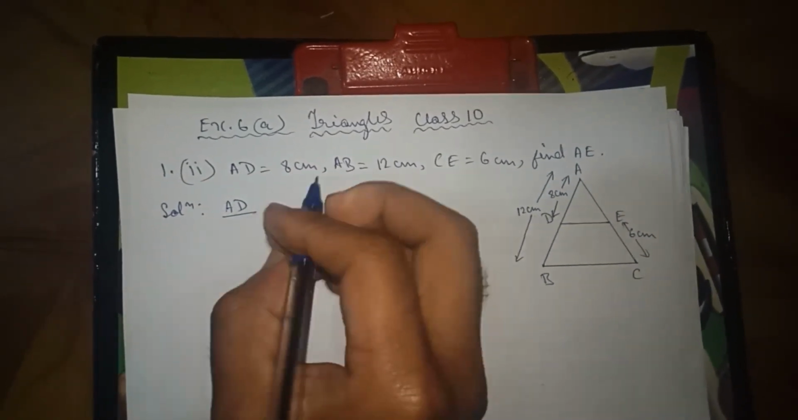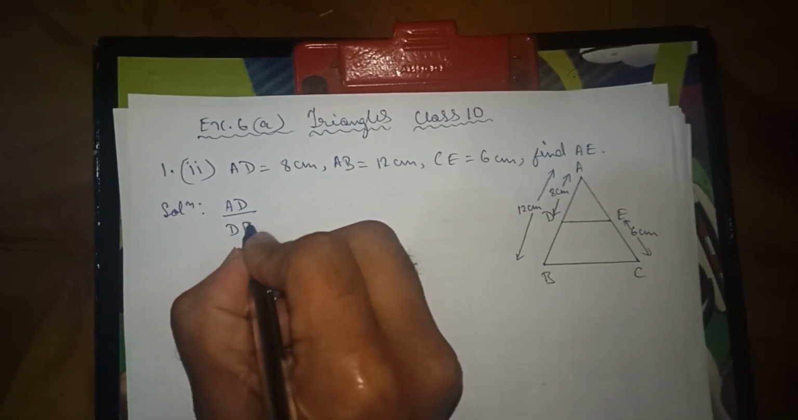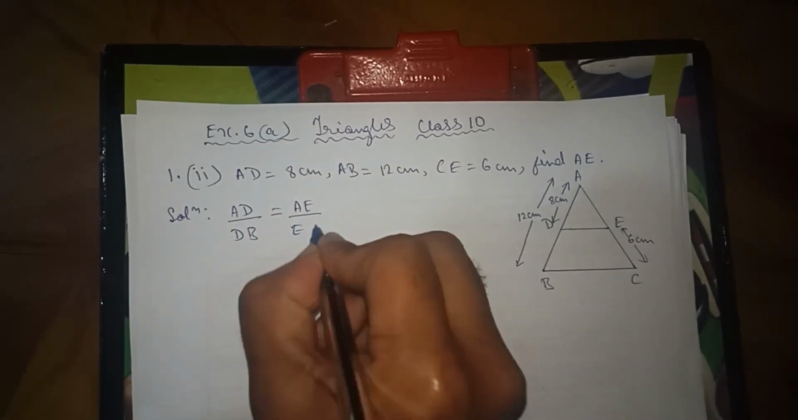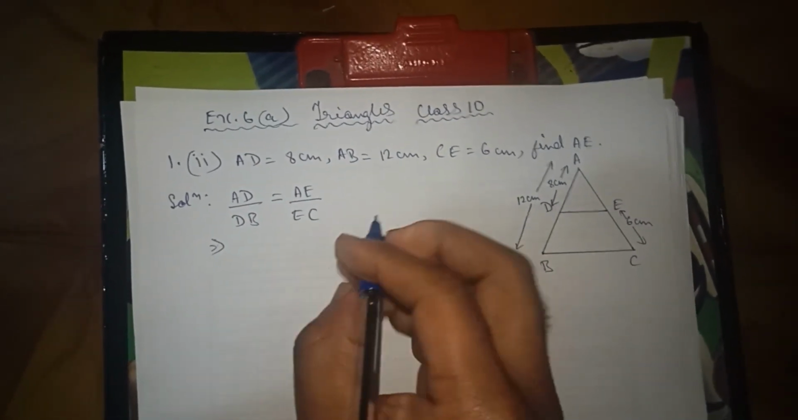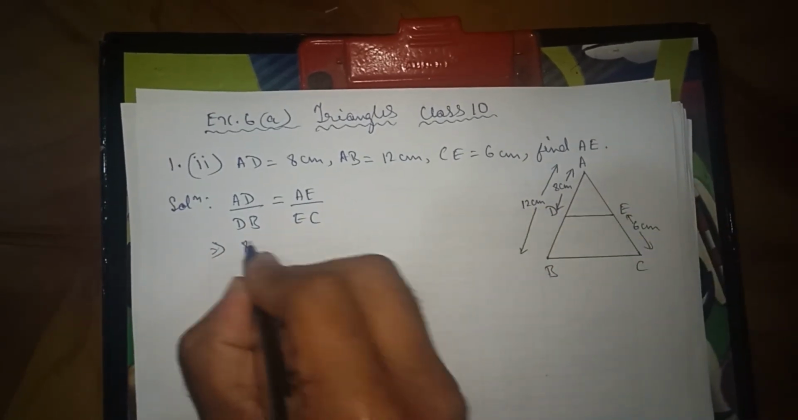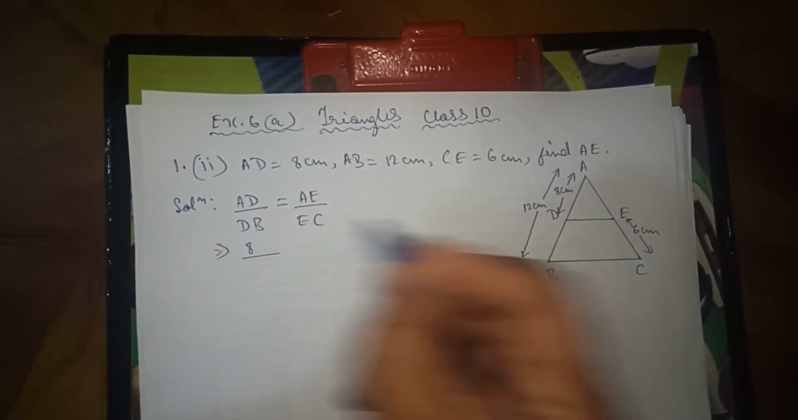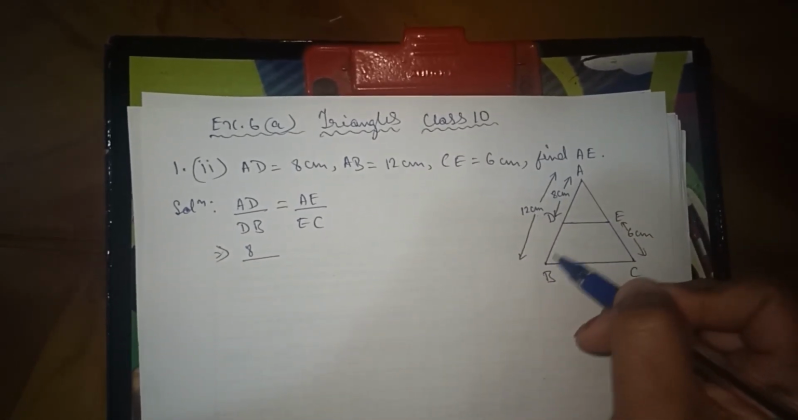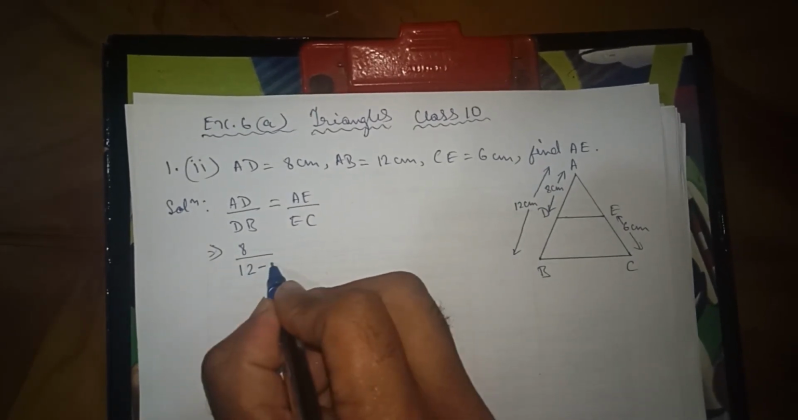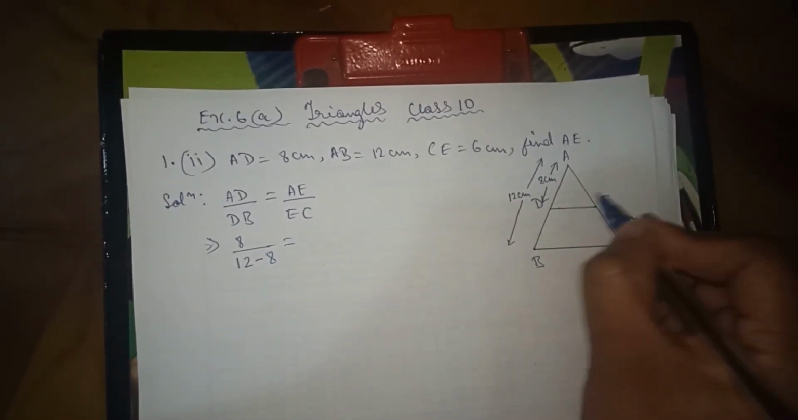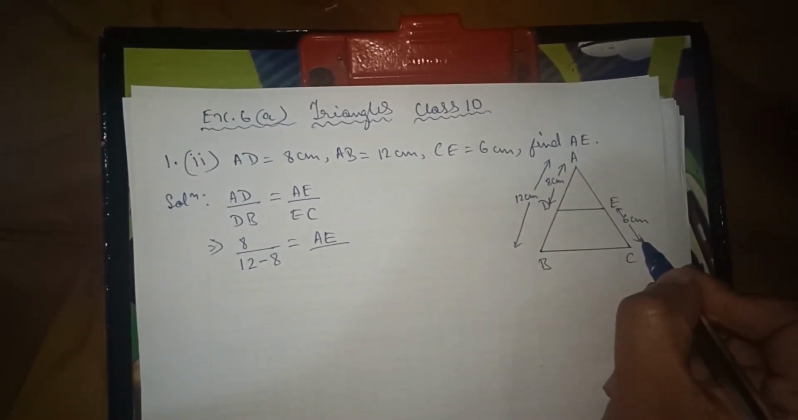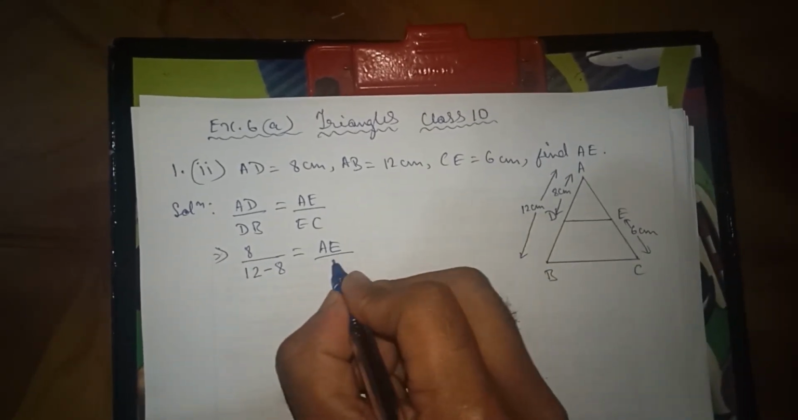Ratio of this side to this side is equal to ratio of this side to this side. So ratio of AD and DB is equal to ratio of AE and EC, and this implies AD is 8 cm, DB is 12 minus 8, and this is equal to AE divided by EC, which is 6 cm.